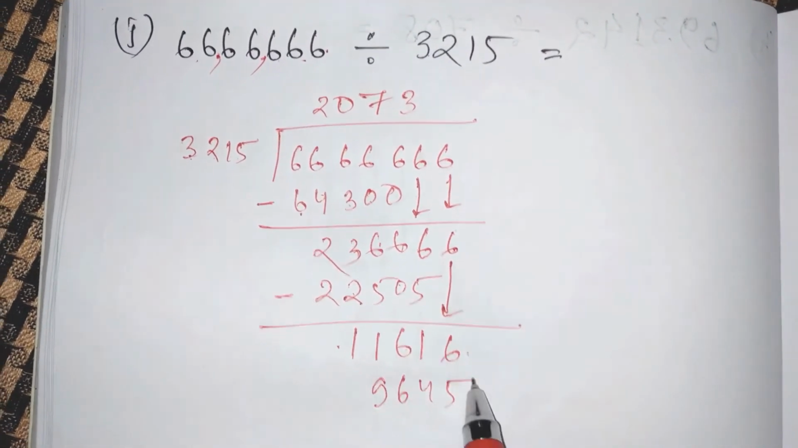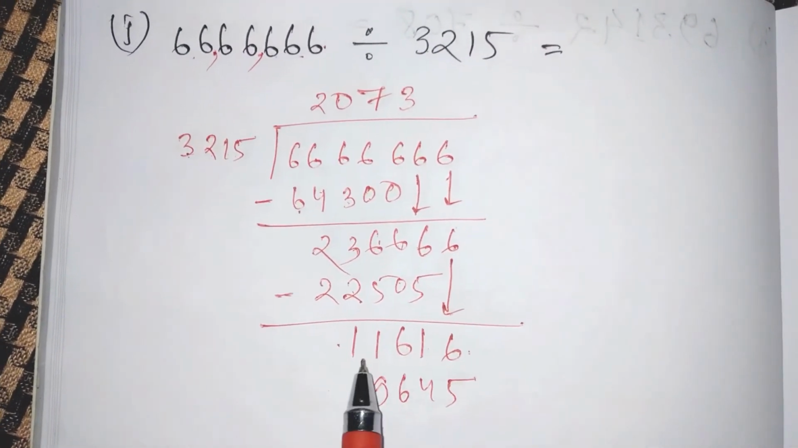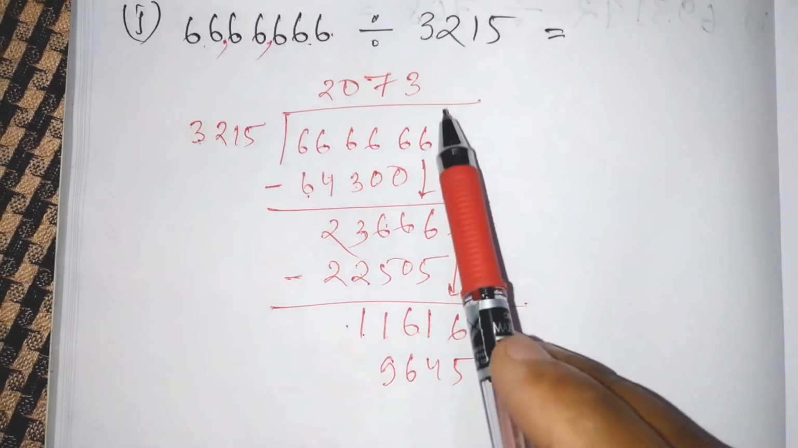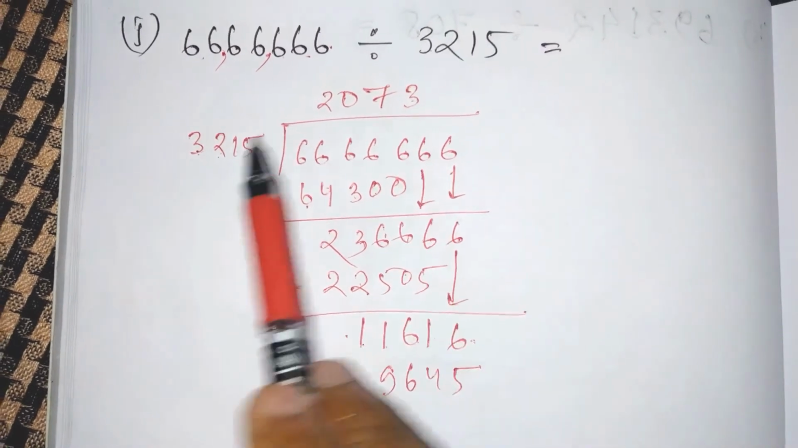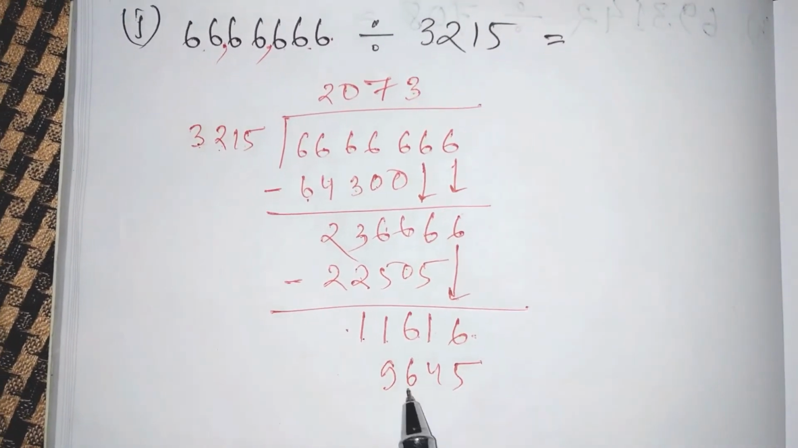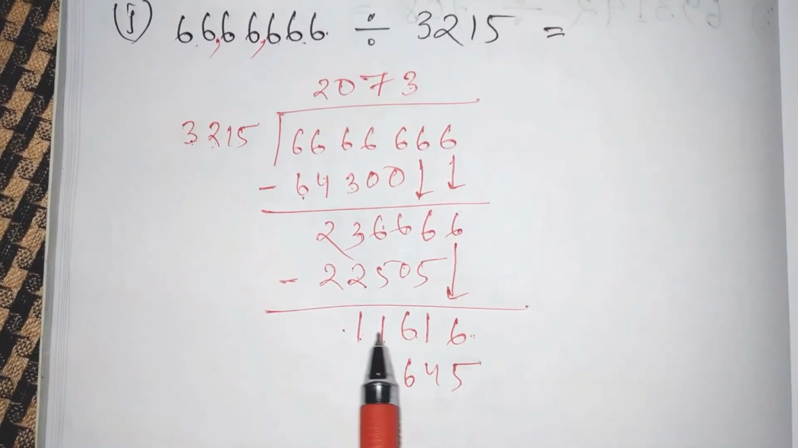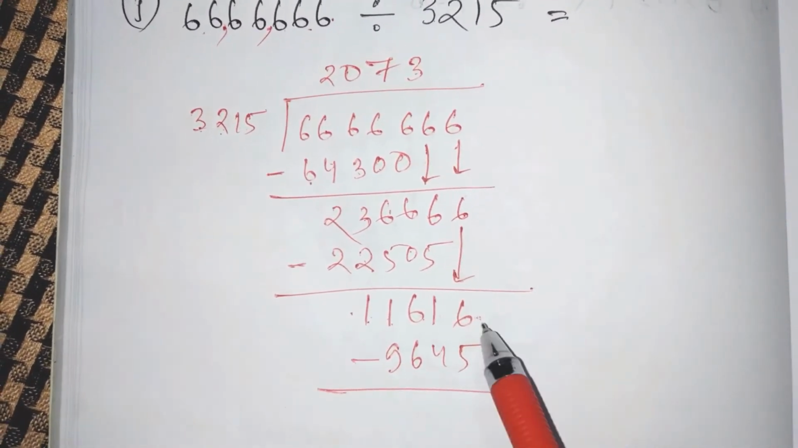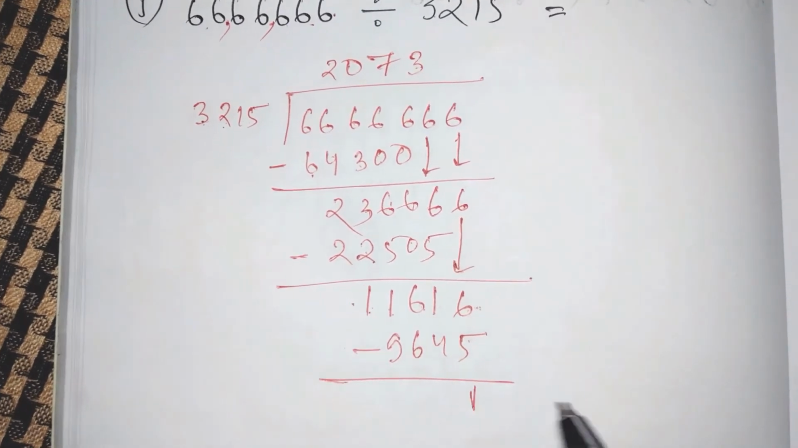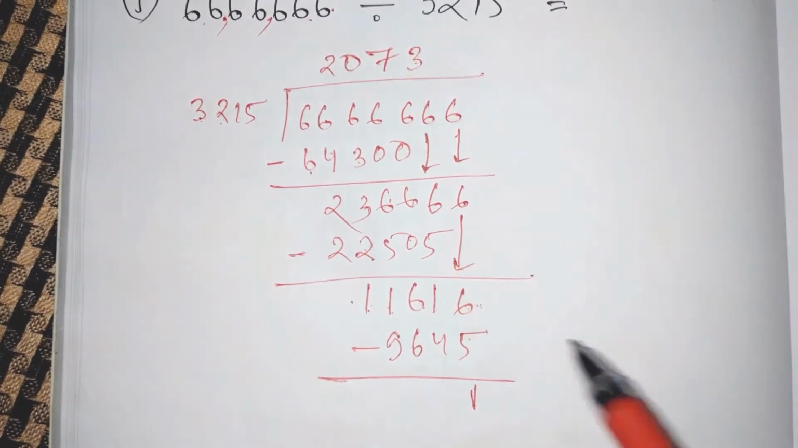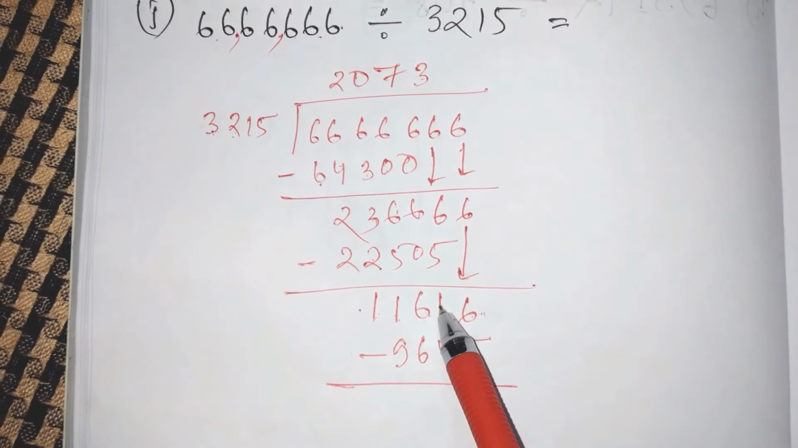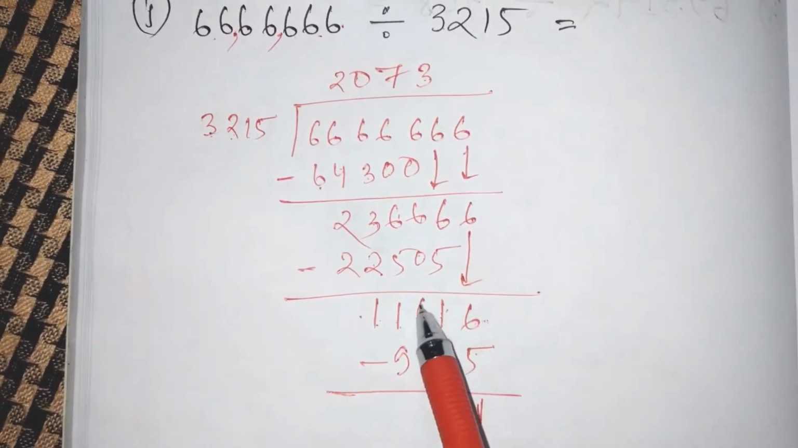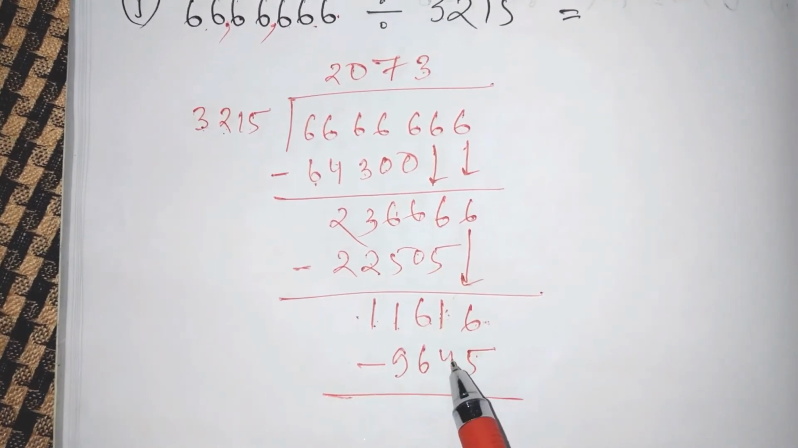9645. Okay, 9645, and this number is smaller than this 11616. And if you multiply this 3215 with 4, then this will be higher than this 11616. So I will go with 3, and if I subtract now, this will become 5 minus 6 is 1, oh sorry, 6 minus 5 is 1, then you have 1 here, 1 here, so you cannot subtract 4 from 1, so if you borrow 1, then it will be 11 minus 4 is 7.